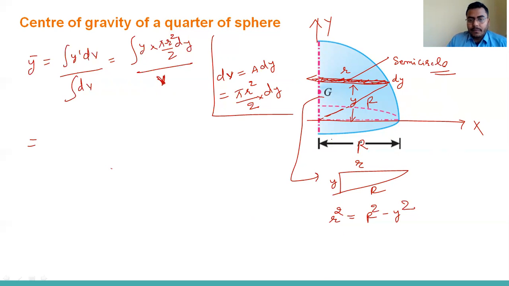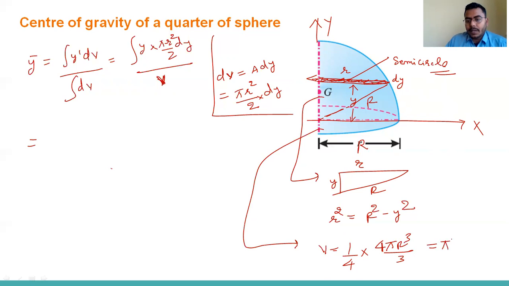And what will be the total capital V? So this is 1 by 4. This is a quarter of a sphere. So 1 by 4, what is the formula for a sphere? 4 pi r cube divided by 3. Okay, so we can write pi r cube by 3.